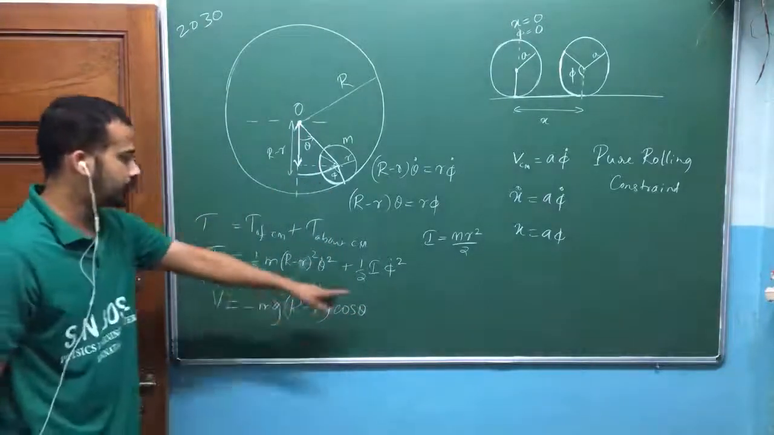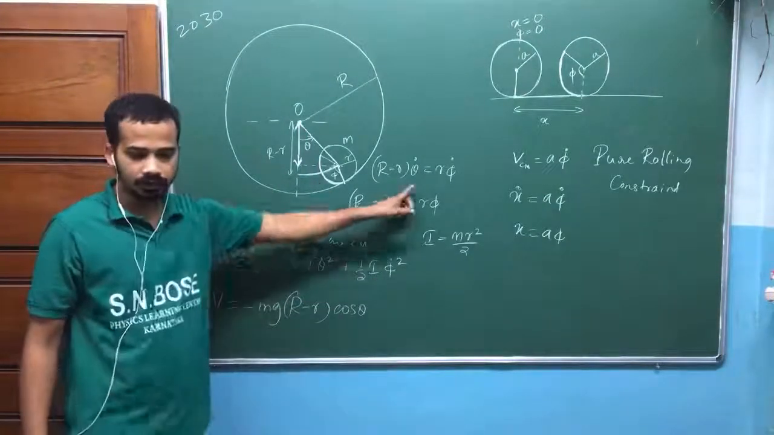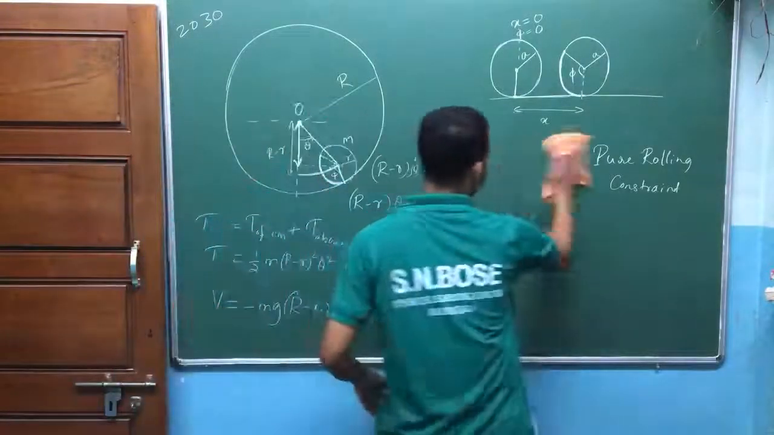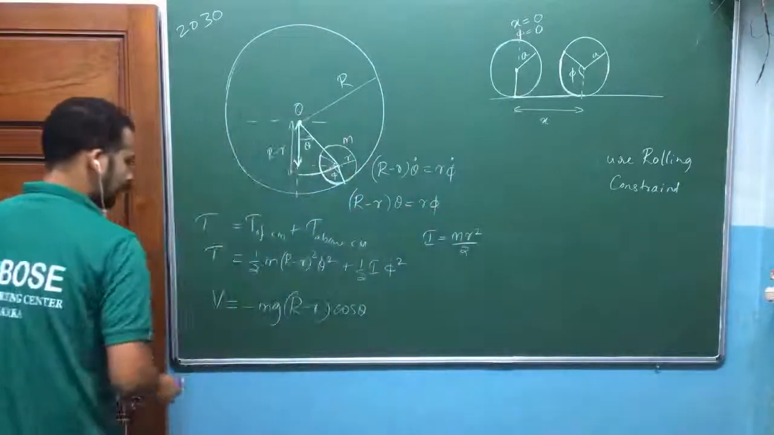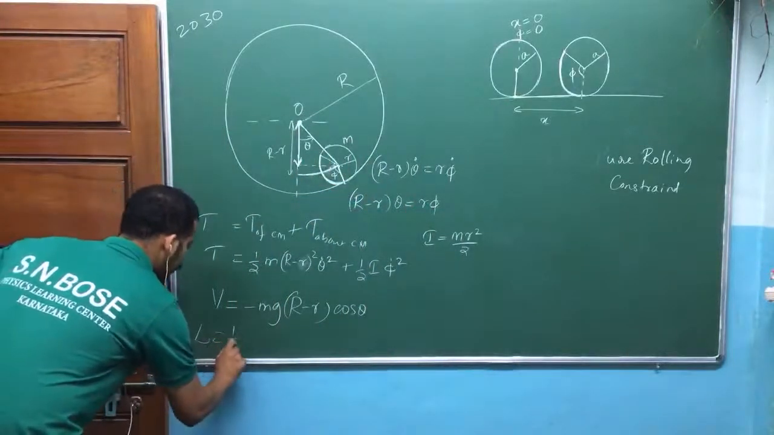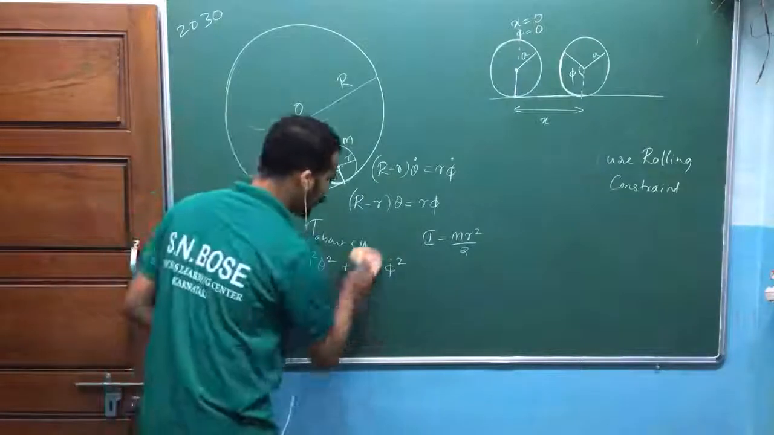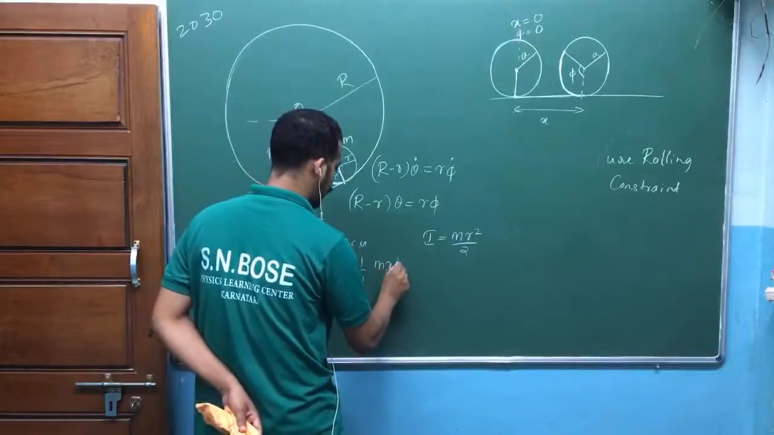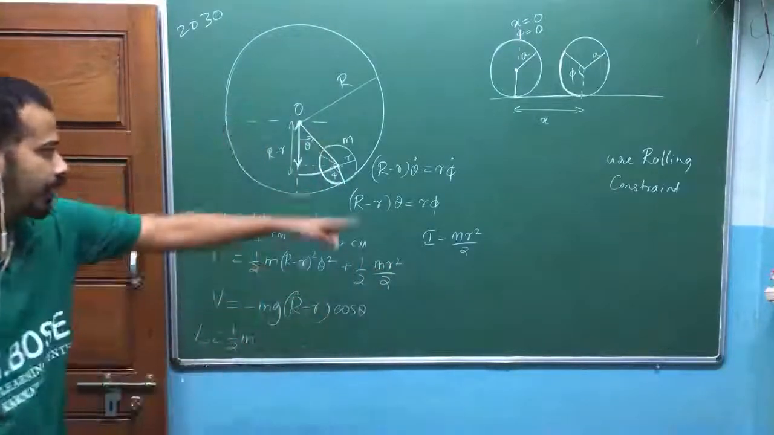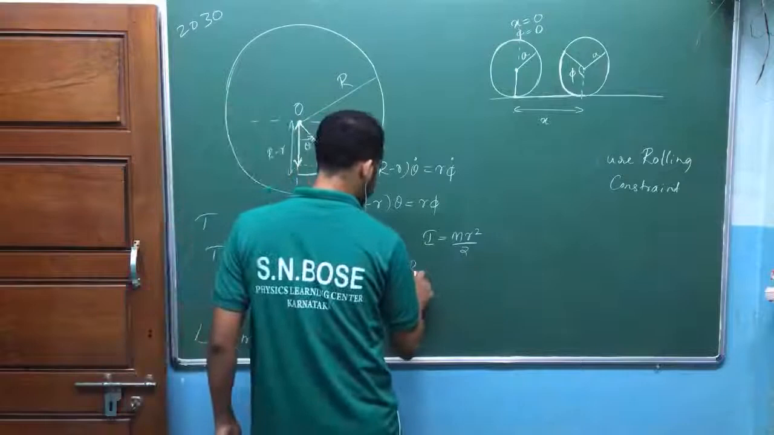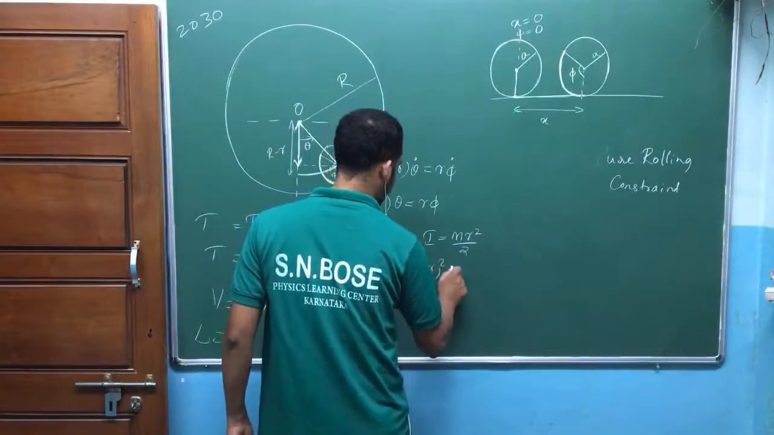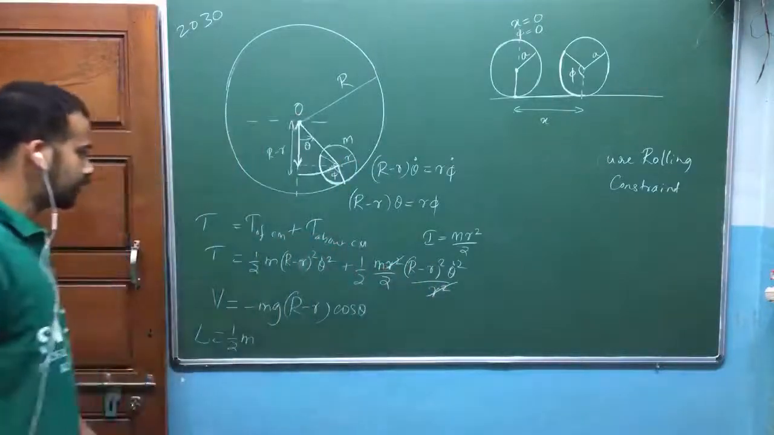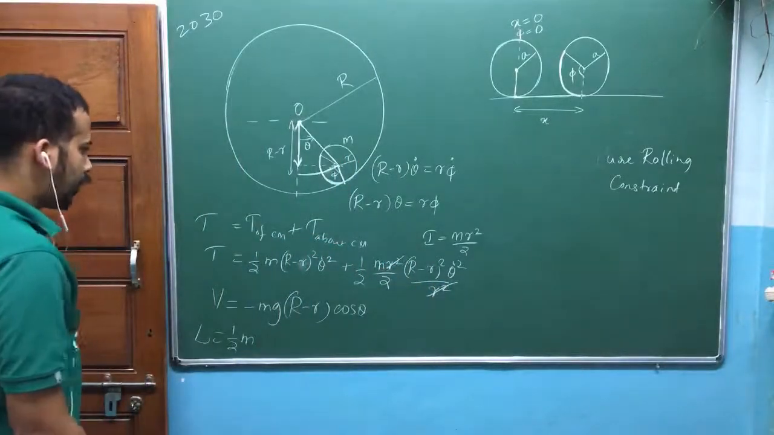I wish to convert this phi also into theta, because I have a constraint equation here. Holonomic constraint, pure rolling constraint. So now I can write the Lagrangian. Half I is nothing but m r square by 2, and I have to write phi dot square. Phi dot square is nothing but (R minus r) whole square theta dot square divided by small r square. So the small r square got cancelled.